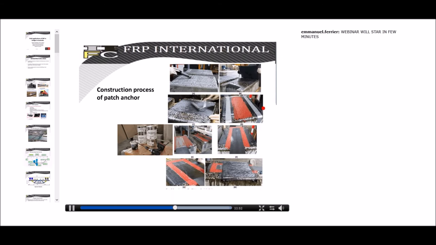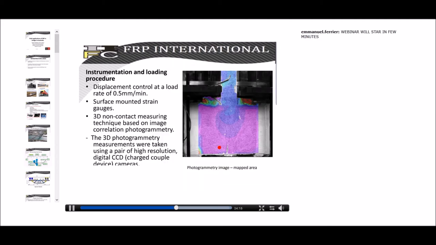And these are many photos taken during the tests. Obviously, here is the preparation in the laboratory for the patch anchors. The red here is your layer of bidirectional fabric at the bottom. And then you have the laminate adhesive, then the laminate, and on top of the laminate, we put another layer of bidirectional fabric.